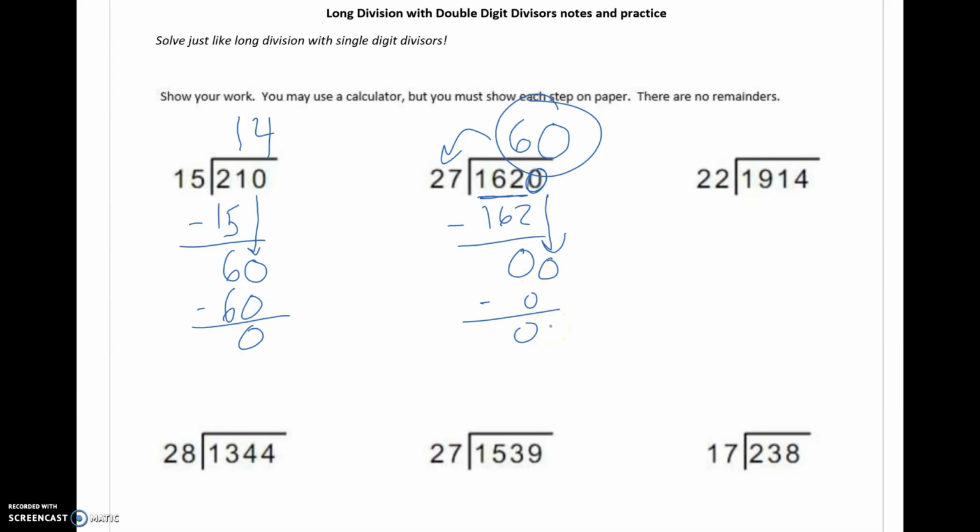We'll do another one here. 1,914 divided by 22. Well, does 22 go into 19? Nope.